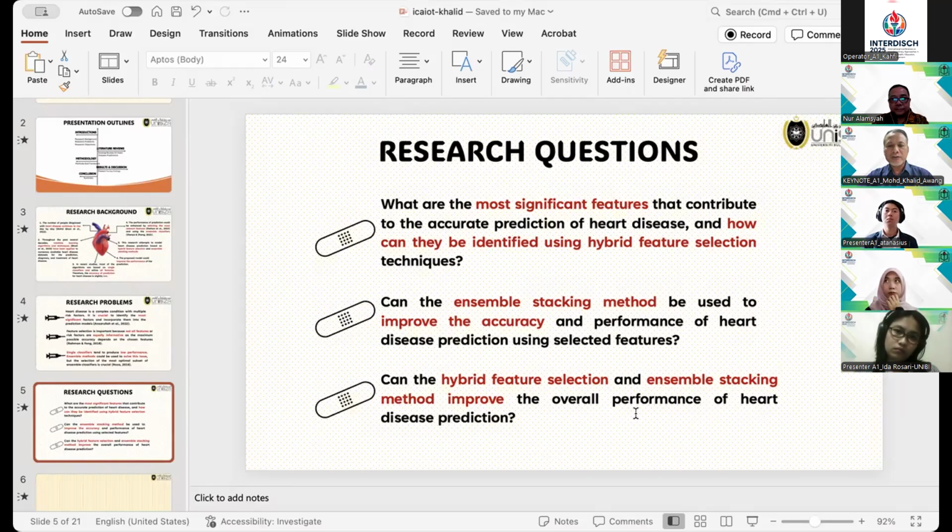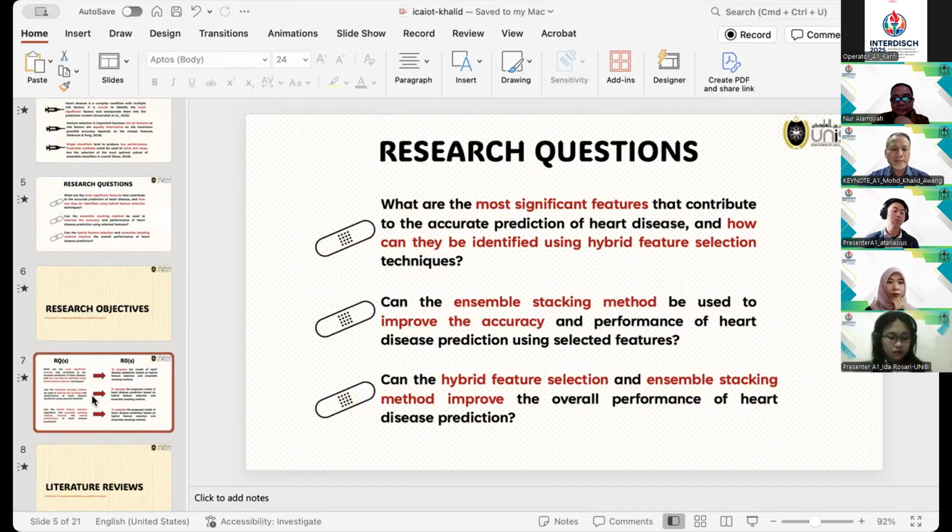Okay, going back to the research problem just now. So we want to find what are the most significant features that contribute to heart disease prediction, and also we want to know whether the ensemble stacking method that we want to propose could improve the accuracy or the performance of the prediction of heart disease. And finally, when we combine the feature selection and the ensemble stacking, does it improve the overall performance of our research? Okay.